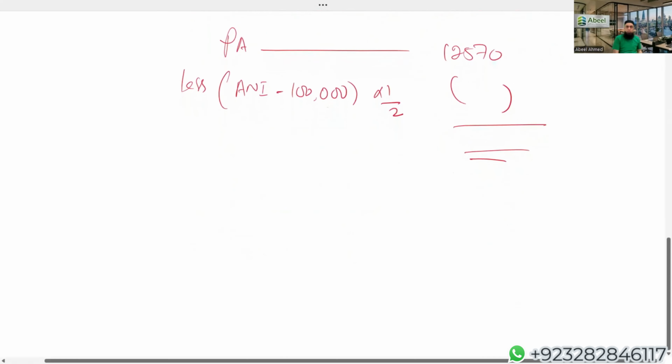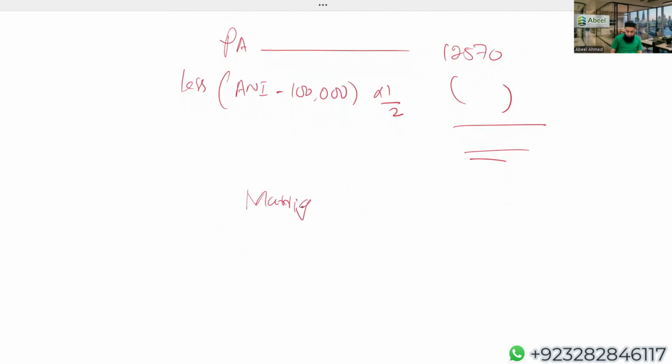Now, another very important point is marriage relief. You might be thinking, sir, marriage relief? Oh, I'll tell you what marriage relief HMRC actually gives you. Obviously, for getting marriage relief, marriage is a requirement. So, how does this marriage relief actually work?